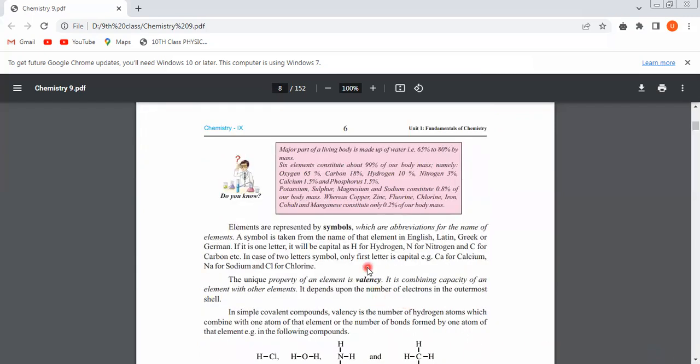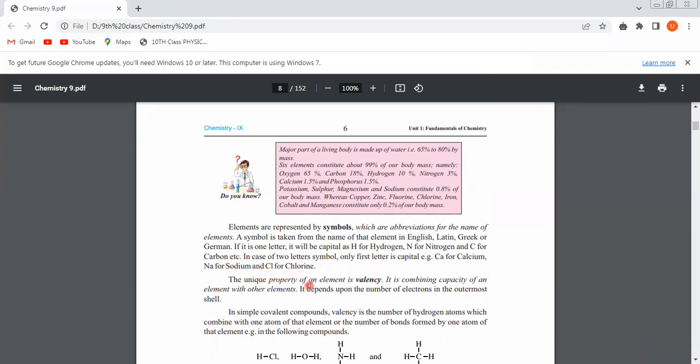Elements are represented by symbols, which are abbreviations for the name of the element. A symbol is taken from the name of the element in English, Latin, Greek, or German. If it is one letter, it will be capital, as H for hydrogen, N for nitrogen, and C for carbon, etc. In case of two-letter symbols, only the first letter is capital. For example, Ca for calcium, Na for sodium, and Cl for chlorine.